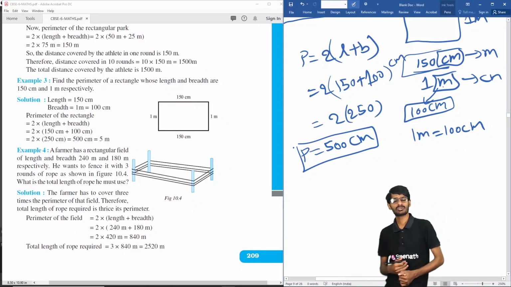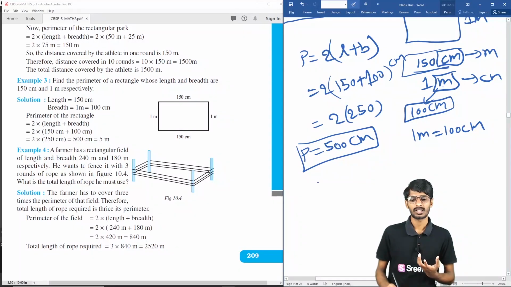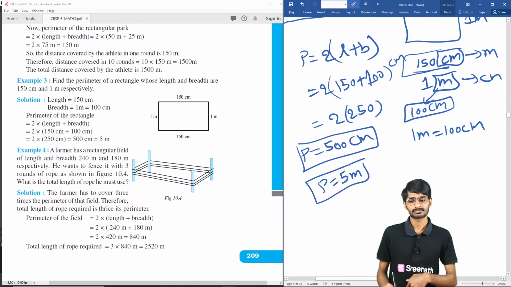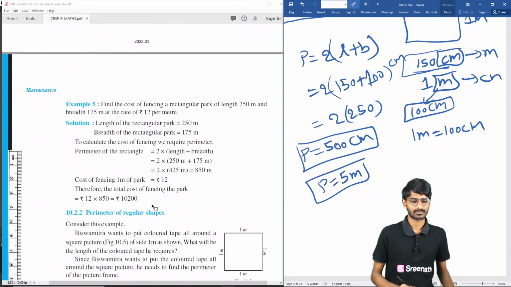But in the previous method you will get some other answer. If you want to convert into meters, you can simply say 1 meter is equal to 100 centimeters, so 500 centimeters is 5 meters. Like that we have to do. Try to do this, students.